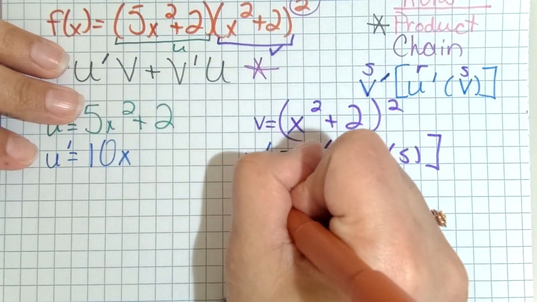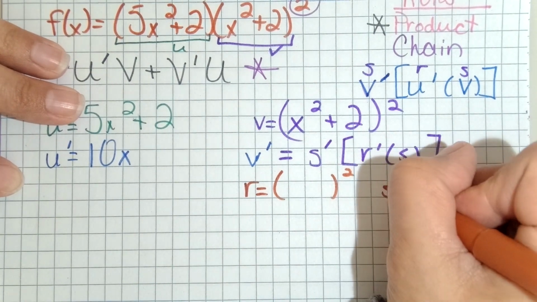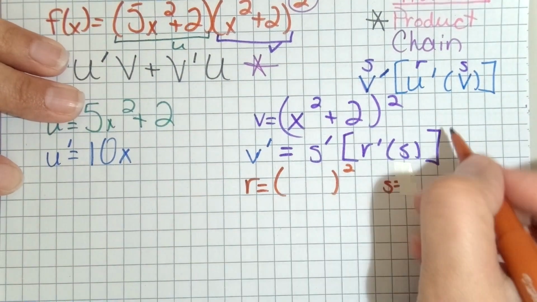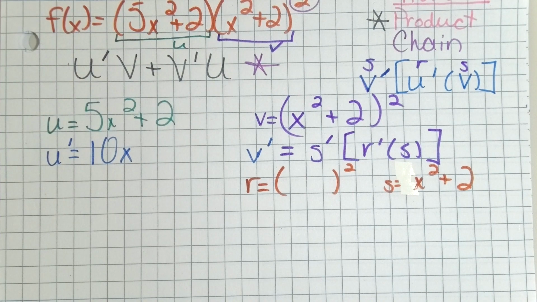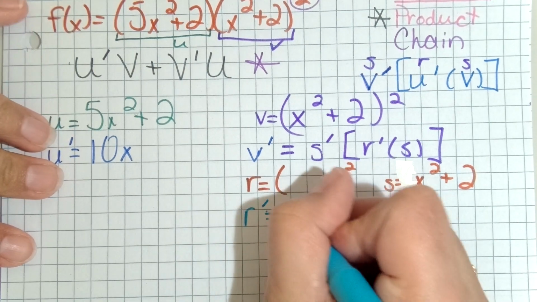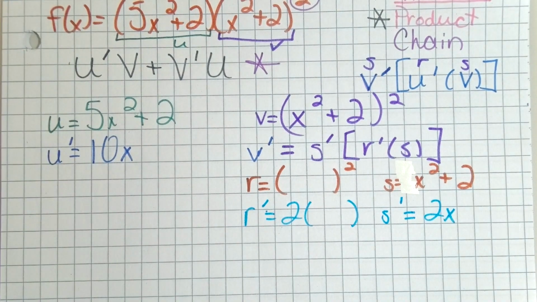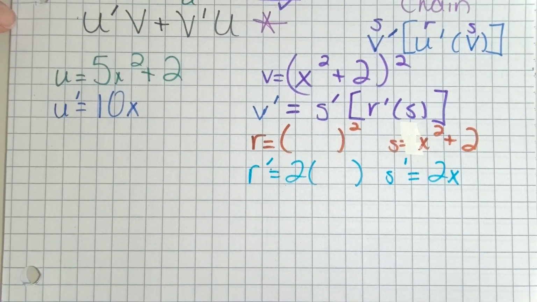Okay, now I need to separate my r and s. R is going to be parentheses squared. S is going to be x squared plus 2. And I'm just going to take the derivatives now. R prime is 2 parentheses 1. S prime is 2x. Are there any questions so far? Am I going too fast?